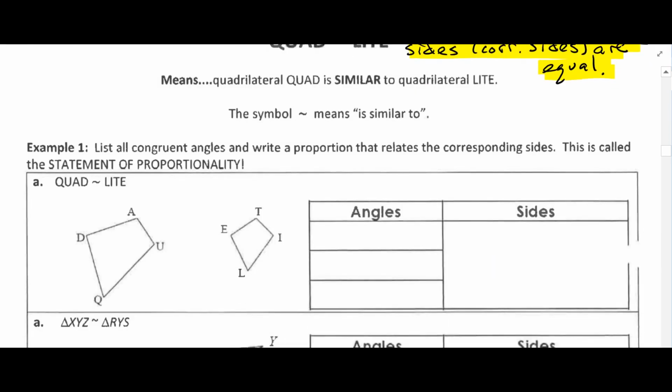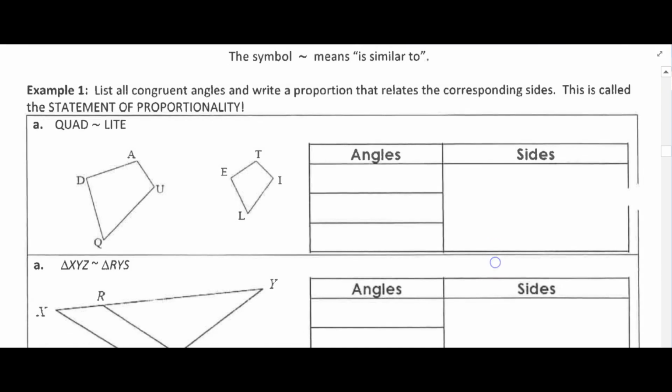So let's take a look at an example here. For example 1, we want to list all congruent angles and write a proportion that relates the corresponding sides. This is called the statement of proportionality. That's what we're going to put in this big box here. So let's start with the angles. We know that since these two quadrilaterals are similar, because they give us this statement, the matching angles, the corresponding angles, have to be congruent. So I've got 4 pairs of matching angles. So I have angle Q congruent to angle L.